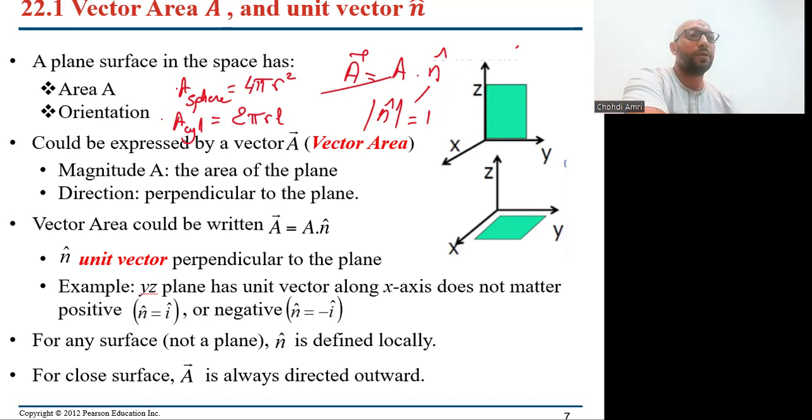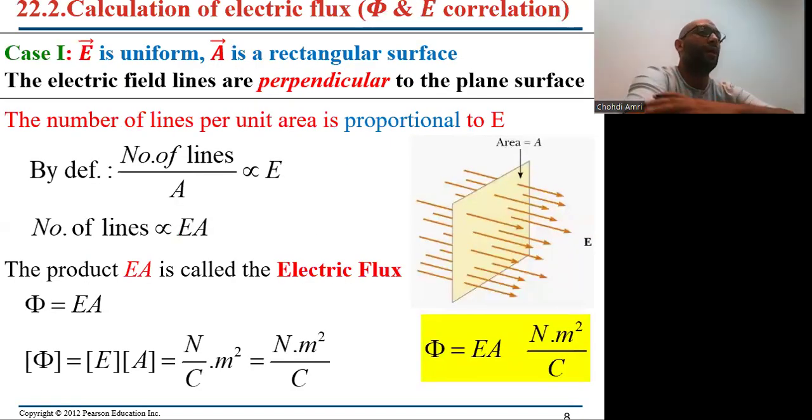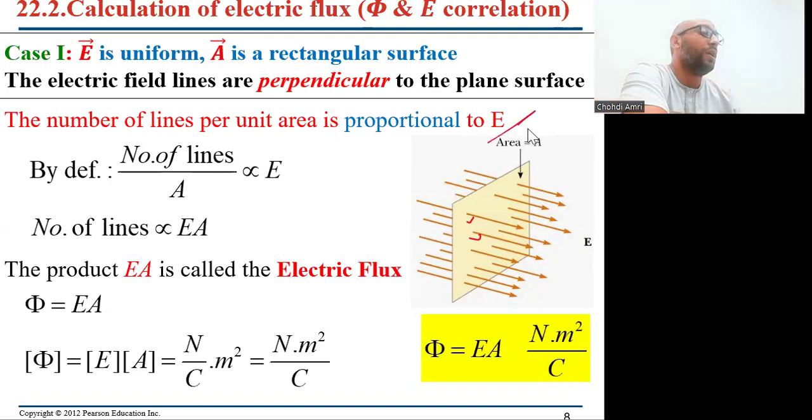Now let's move to the electric flux. For case 1, E is uniform and A is a rectangular surface. The electric field lines are perpendicular to the plane surface. In this example, we can see that this is the surface area and the electric field lines penetrating that surface are perpendicular to the plane surface. Okay, so we can see that the number of lines per unit of area is proportional to E.